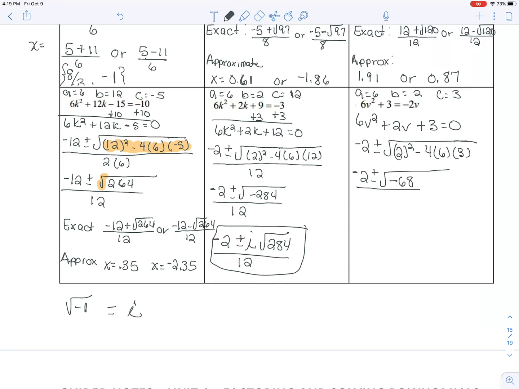So it gives a negative 68 over 12. So once again, we're just going to write this as negative 2 plus or minus i, square root of 68 over 12. And that's our answer. And of course, this means negative 2 plus i, square root of 68 over 12, and negative 2 minus i, square root of 68 over 12.